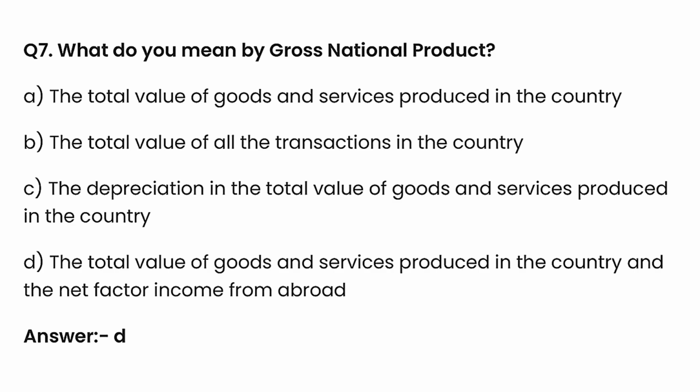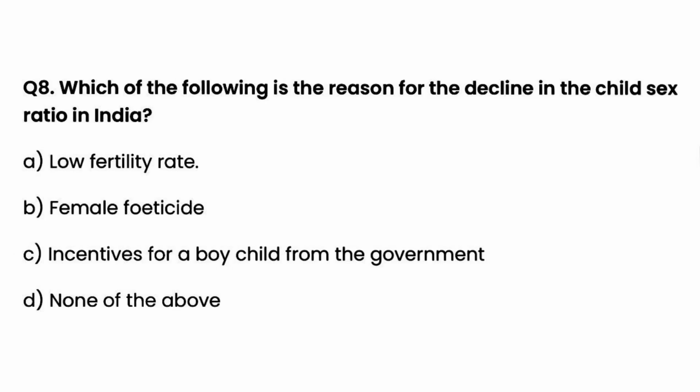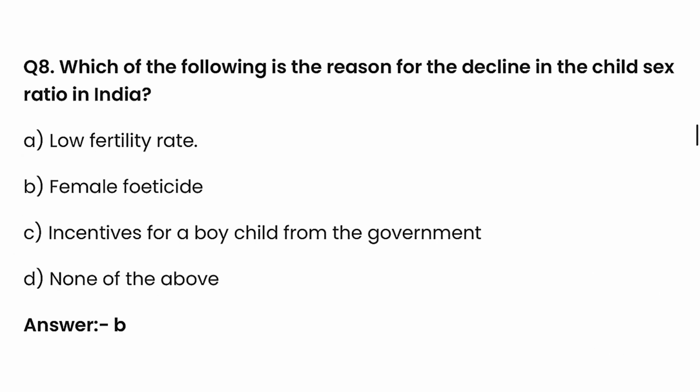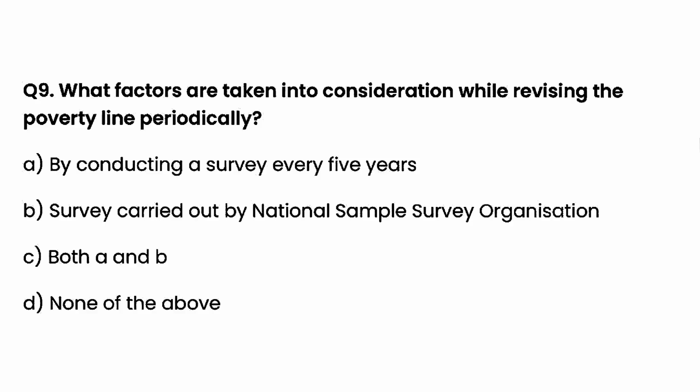Which of the following is the reason for the decline in the child sex ratio in India? First, low fertility rate. Second, female foeticide. Third, incentives for a boy child from the government. And the last one is none of the above. Answer is option B, means female foeticide.